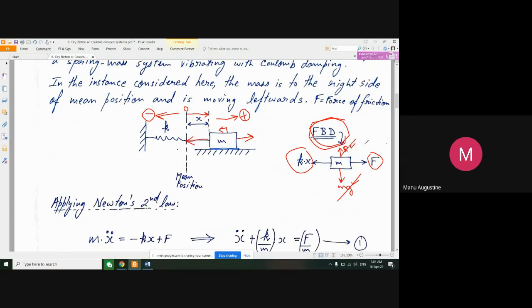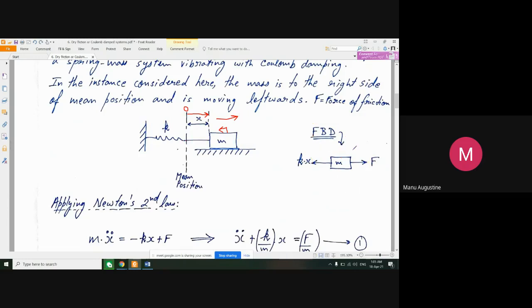So it does not make much sense to draw them in the free body diagram. You could choose to draw them also. You could claim that a free body diagram should show all the forces. So you can draw these forces, but eventually they will cancel out.